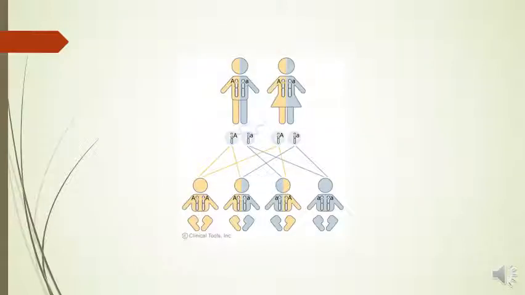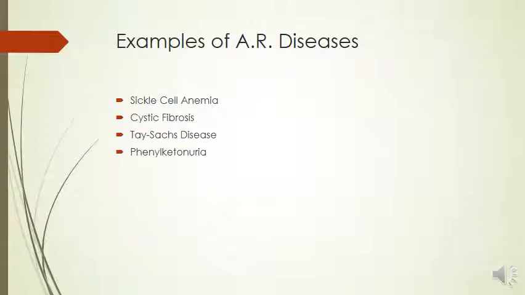This slide just shows you the two heterozygous parents and how they could have children that are unaffected carriers. That happens half of the time, 2 out of 4 times. 1 out of 4 statistically would be that the child would not have the disease at all and would have both dominant alleles. And then for the 2 recessive alleles, 1 out of 4 times, and that child would be affected.